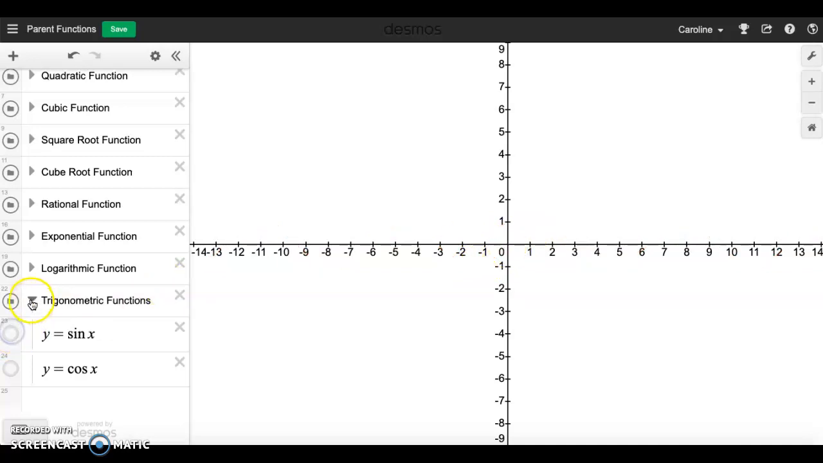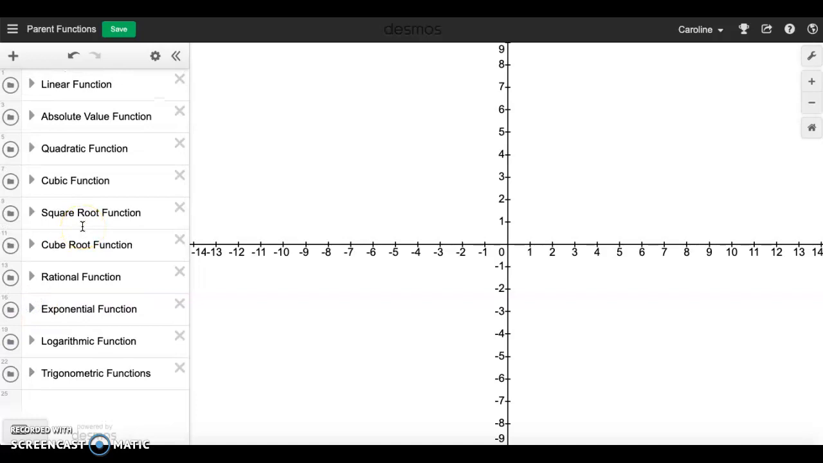So these are our basic parent functions, and you're going to be completing a Delta Math task now that's asking you to identify these parent functions. So make sure that you are paying attention. I will also provide a link so that you can see another version of this all laid out, but that's what you'll be practicing for now.